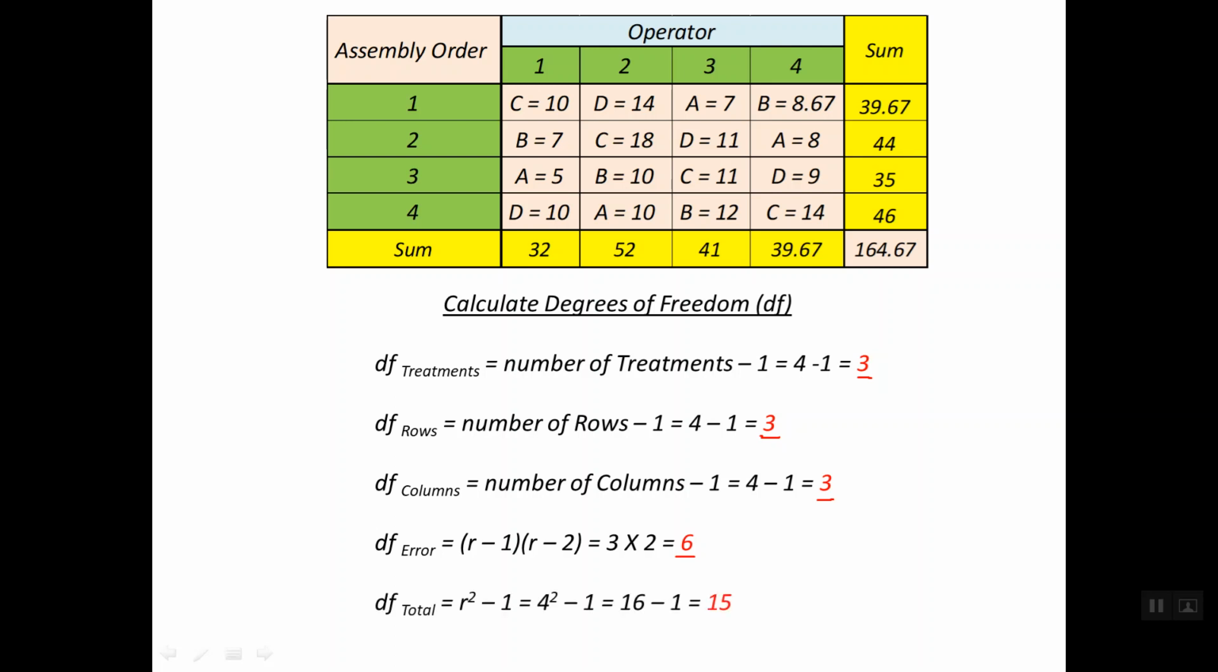The total degree of freedom, we can simply use this formula, r squared minus 1. So 4 squared minus 1 is equal to 16 minus 1, so it's 15. Simply, we can also sum up the total degree of freedom by adding up the degrees of freedom for the treatment, the rows, the columns, and the error. So we will get the same result, 15.